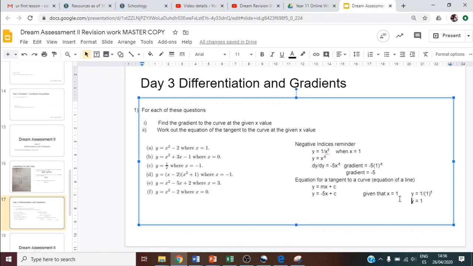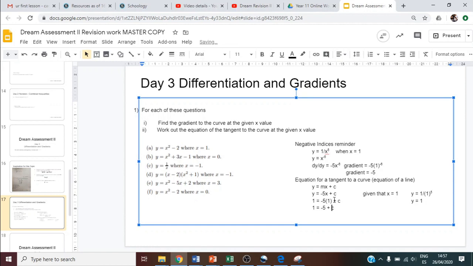Okay, so I know that x is 1. When x is 1, y is 1. I can substitute that in here, and I can work out what the equation of this line is. When y is 1, x is also 1, so that's minus 5 brackets 1 plus c. This is so that we can work out what the y-intercept is. So I'm going to work out which c value makes this true. That's going to be 1 equals minus 5 times 1, plus c.